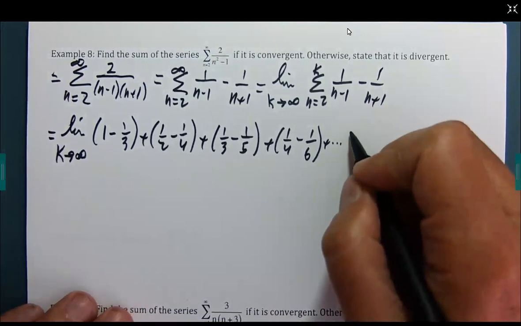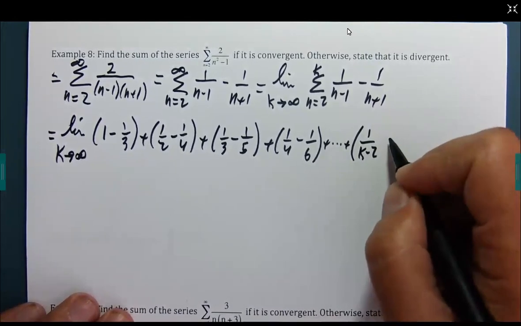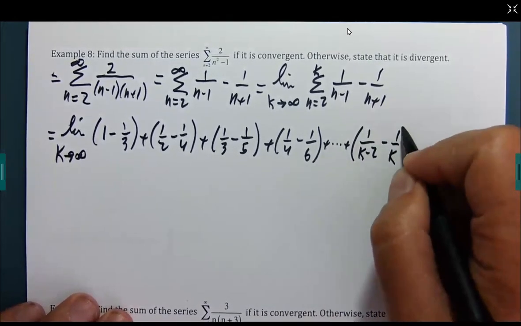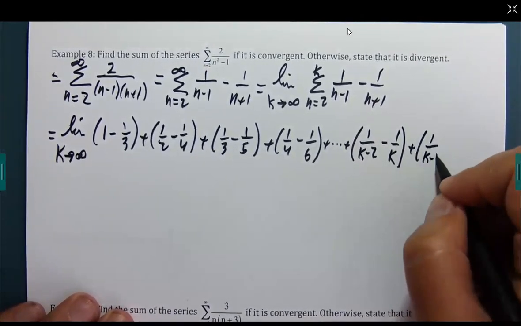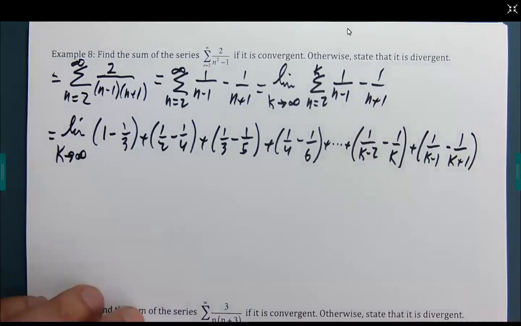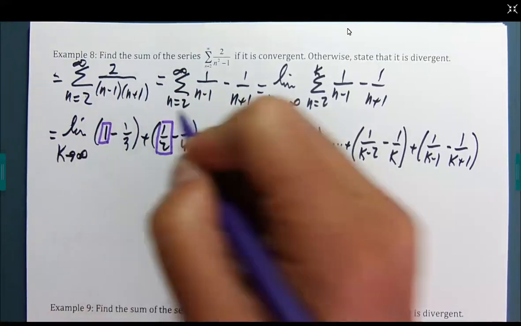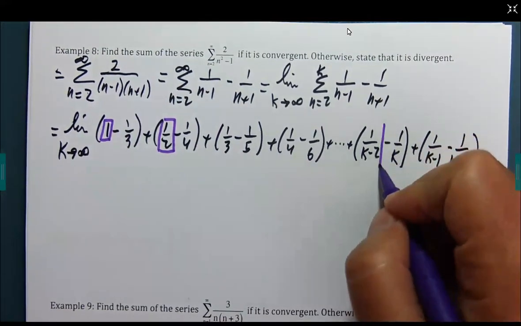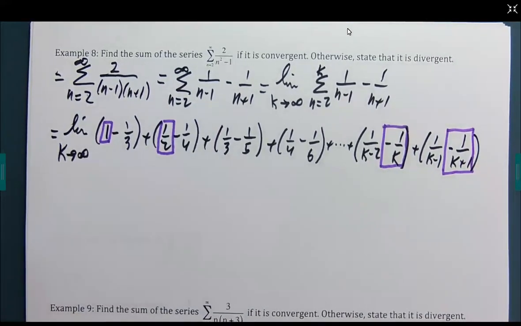until we get up to the k minus 1 term, minus 1 over k, plus 1 over k minus 1 minus 1 over k plus 1. Now it's a little hard to see, but the only things that are going to survive are this 1, and this 1/2, and then the negative 1 over k, and the negative 1 over k plus 1. Everything else is going to cancel out completely.